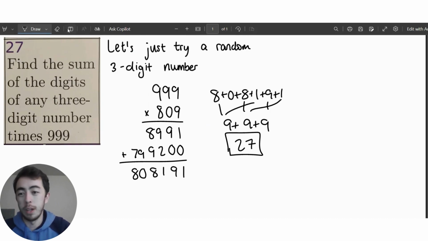I picked any three-digit number. I just chose a random one. Well, Siri chose it for me. And then I multiplied it by 999, added the digits, got 27. But why does this work?